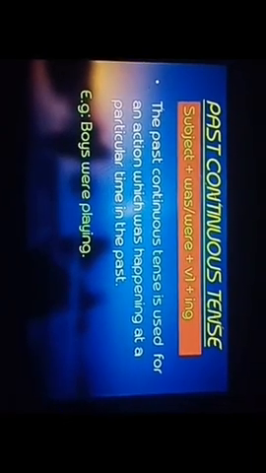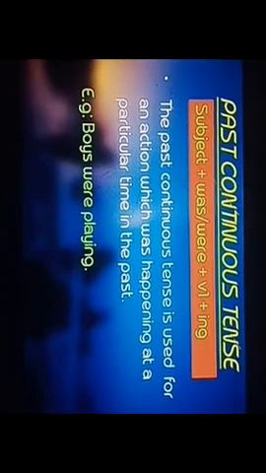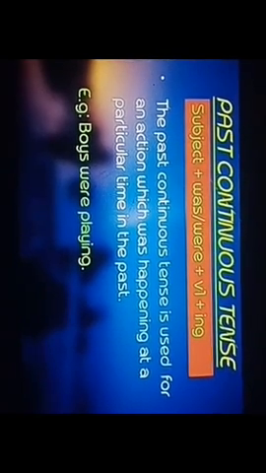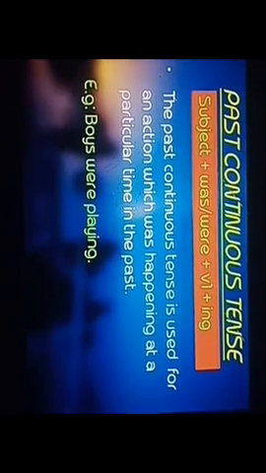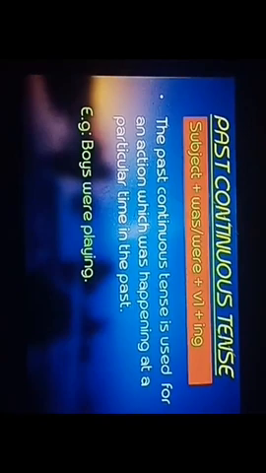Okay, let us move further. Next is past continuous tense. Children, we use past continuous tense to express an action in progress at some moment before the time of speaking. We make past continuous tense with the syntax: subject plus was or were plus verb first form plus ing plus object. The past continuous tense is used for an action which was happening at a particular time in the past. As I have already discussed, past continuous tense is used to express an action in progress at some moment before the time of speaking.